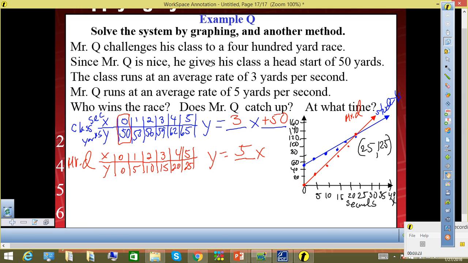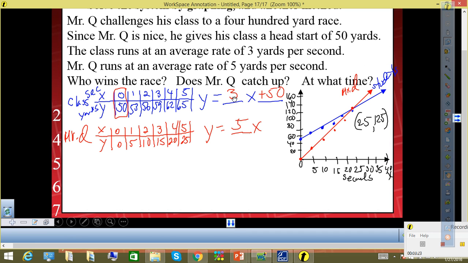Right. So now check this out. Look up, please. It says solve by graphing and another method. So let's solve this. Look at this. What's another way of solving this system?